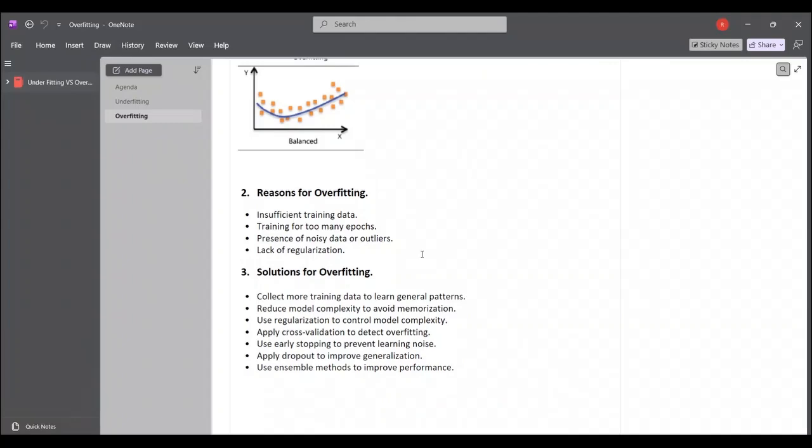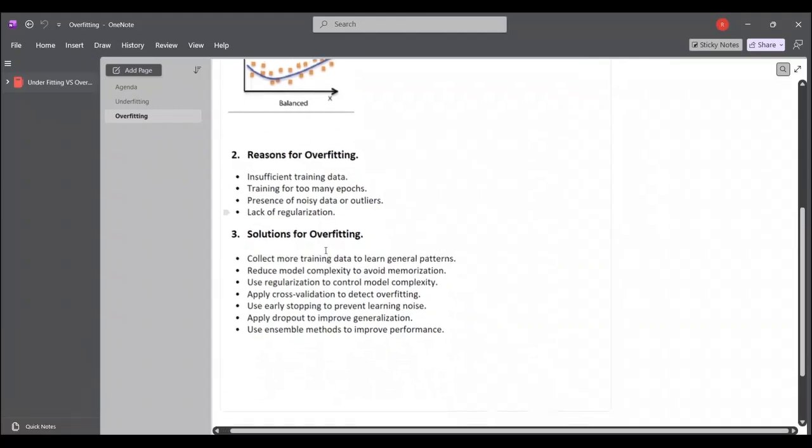Training the model for too many epochs can also cause overfitting. After learning the useful patterns, the model starts learning random noise from the data. Noisy data is another important reason. Errors, incorrect values, and outliers can confuse the model and reduce its ability to generalize. Using too many unnecessary features also increases the chances of overfitting because the model focuses on irrelevant details. Finally, not using regularization techniques such as L1 regularization, L2 regularization, dropout, or early stopping allows the model to become unnecessarily complex.